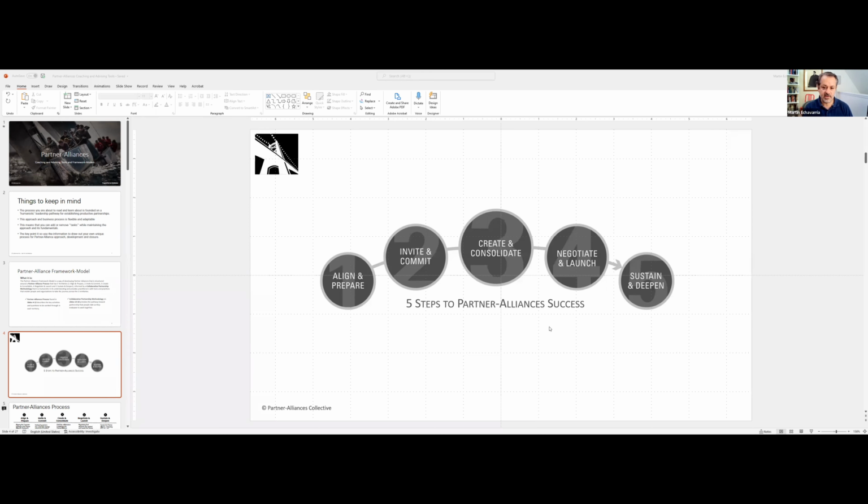Finally, negotiating that agreement in step 4 and launching that agreement or that relationship. And then sustaining and deepening that relationship and getting your partner alliance to hit its QBRs.